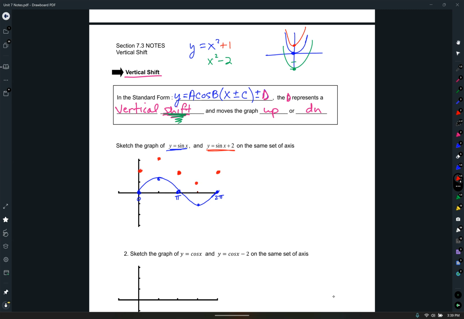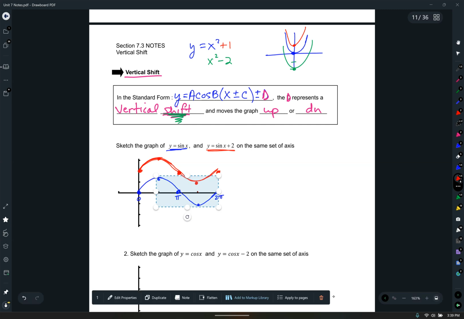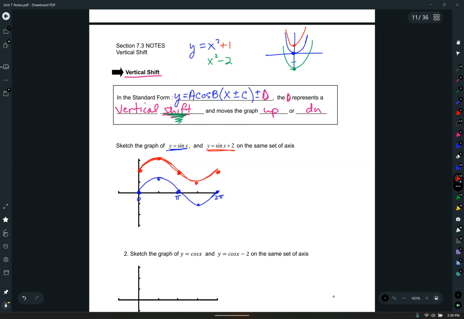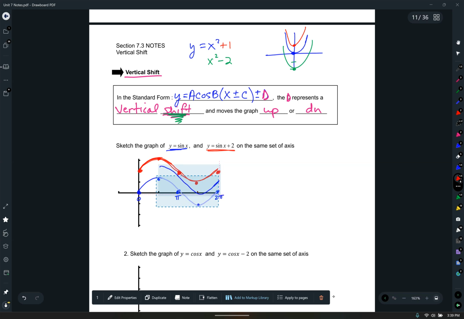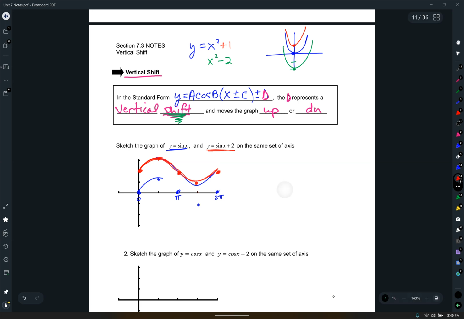And so when I draw this graph, it should look like the exact same graph, but just moved up 2 units. If I wanted to, just to kind of show you, if I were to just shift the whole thing up, do you see that it should look like the exact same shape, just moved up? Okay. So let me label. This one was sine of x plus 2, and remember this blue one was just the basic sine of x.